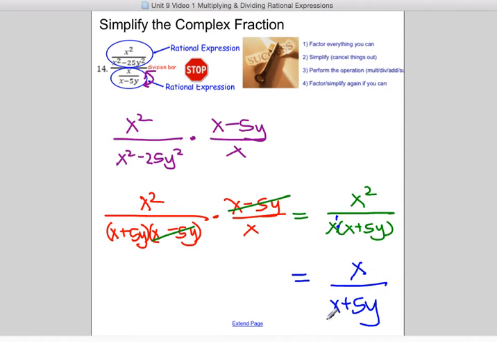Okay. Now looking at this, you can't just cancel these x's because it's addition. So make sure you're careful. It has to be being multiplied in order to cancel top and bottom. Okay. So there is example 14.